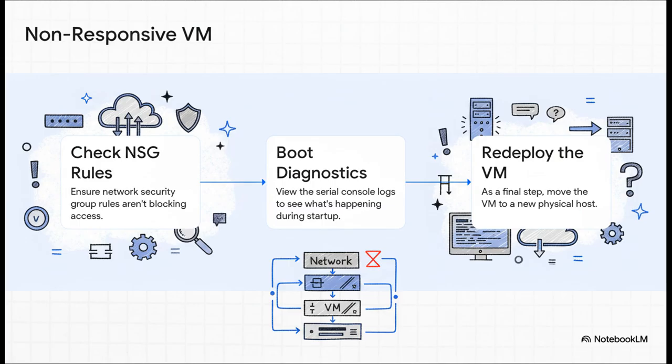Here's the typical playbook for a VM that's gone dark. First, you check the simple stuff. Are your network security rules, your firewall, blocking you? It's a surprisingly common mistake. If that's not it, you look at the boot diagnostics. This lets you peek into the machine's console as it's starting up. Is it stuck? Is it spitting out some critical system error like a kernel panic? And if all else fails, you take the final drastic step. You redeploy the entire machine.